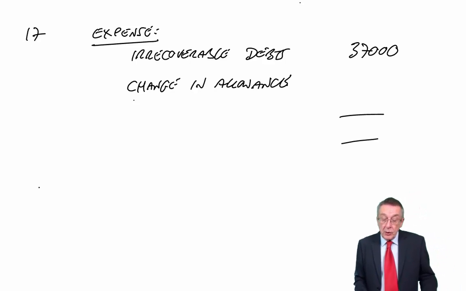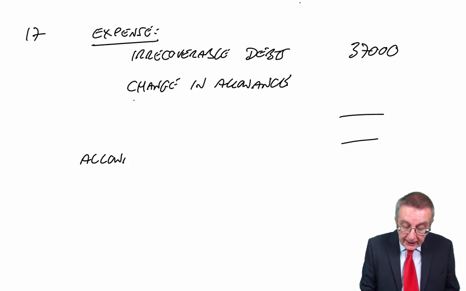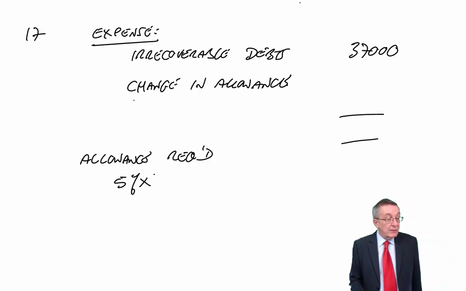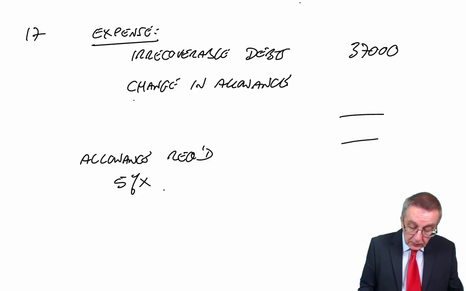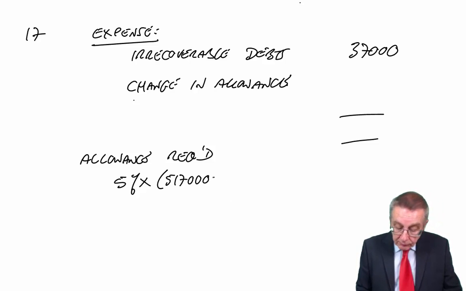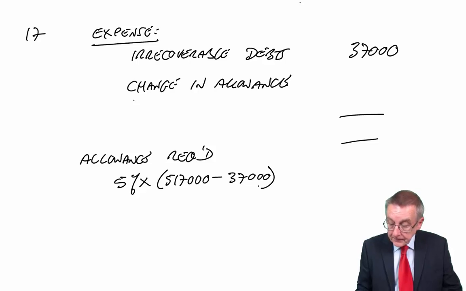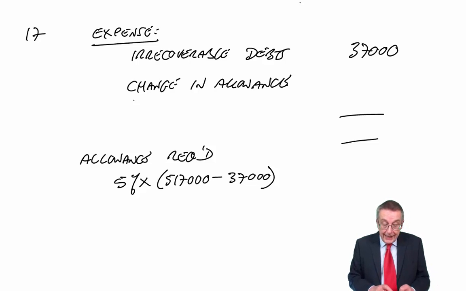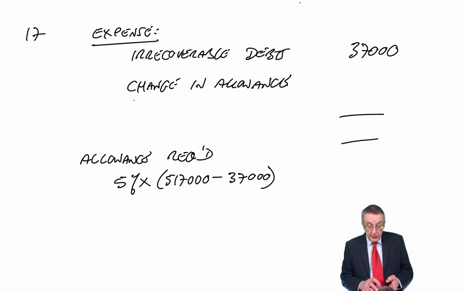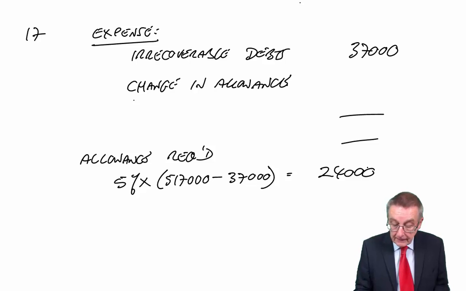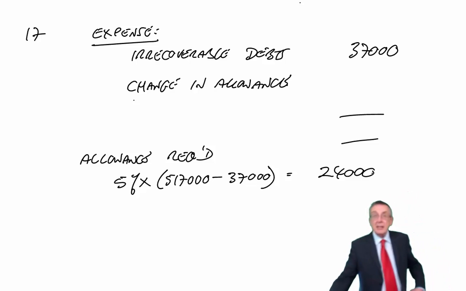So I need a second bit of workings. The allowance we need at the end of the year, we want it to be 5% of receivables. Receivables, we're told, were 517,000, but we then decided to write off 37,000. And so the figure left for receivables would have been 480,000, of which we want an allowance of 5%, which is 24,000. So that's the allowance we want at the end of the year.